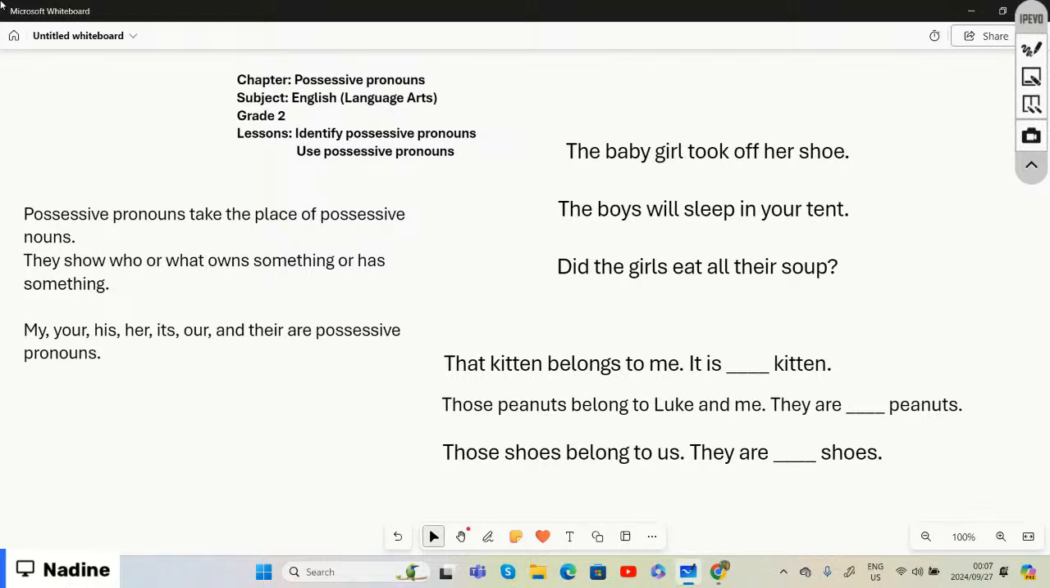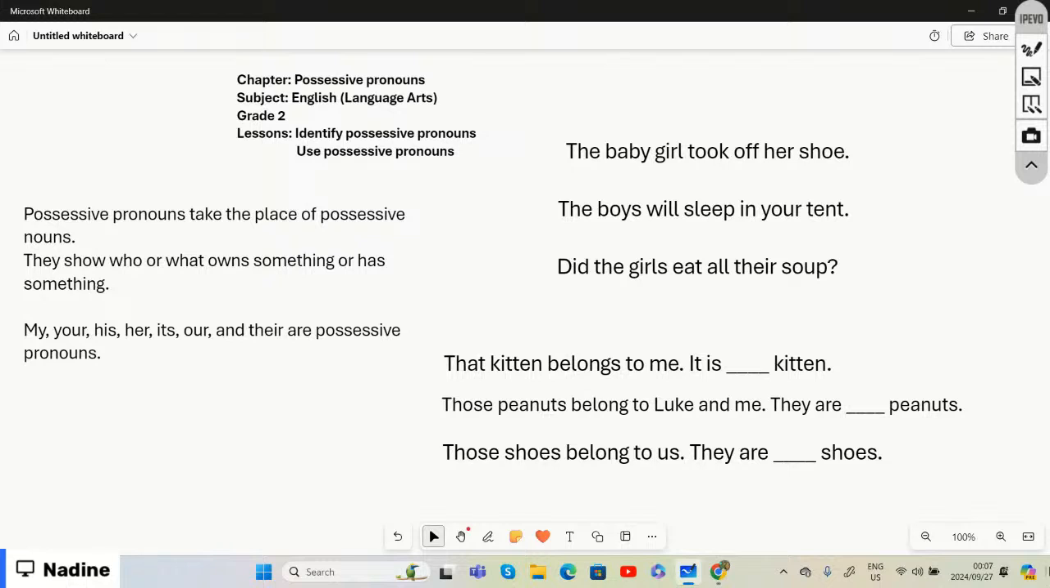So when it comes to possessive nouns or possessive pronouns, firstly, a noun names a person, a place, an animal, and a thing, right? So that is a noun. When we talk about the possessive noun or possessive pronoun, then it shows that either someone owns something or someone has something.